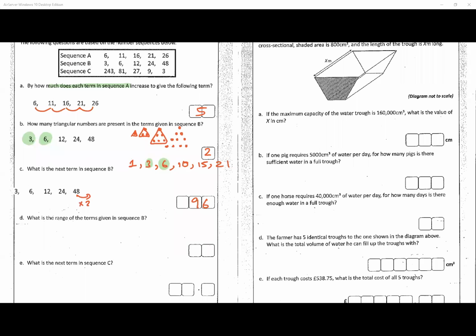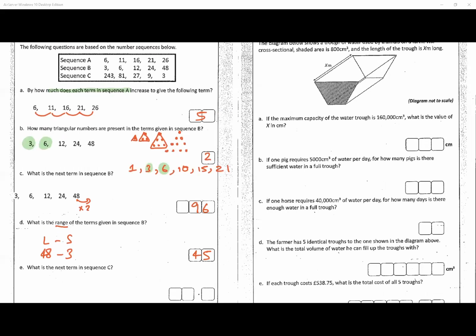Next, D. What is the range of the terms given in sequence B? The key word here is range. Sequence B is the one above us. What does the word range mean? Range means you take the highest number and take away the smallest. Give me the numbers then. 48 and 3. So the answer is 45. Done.